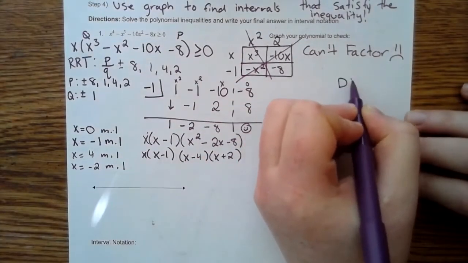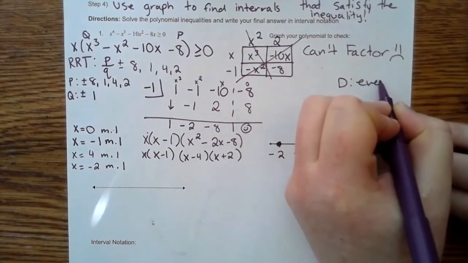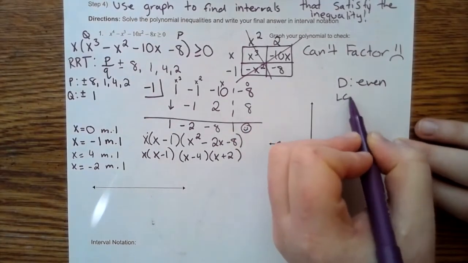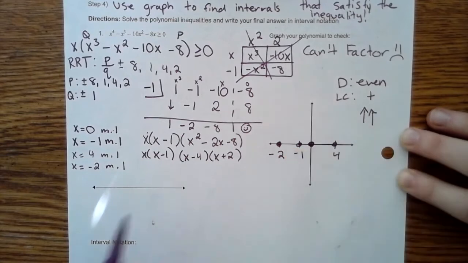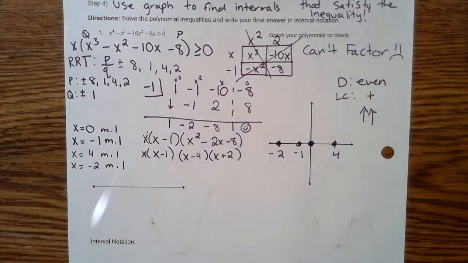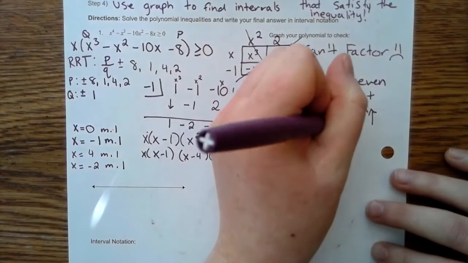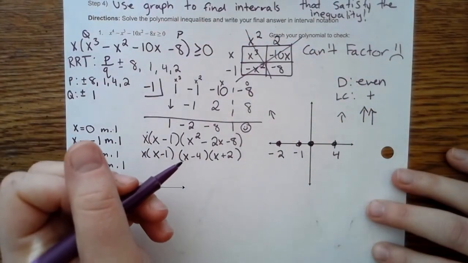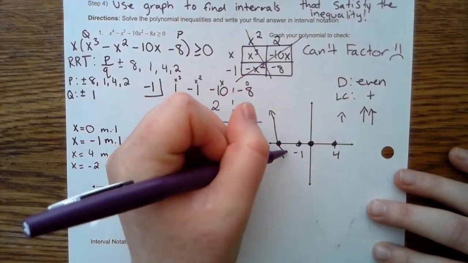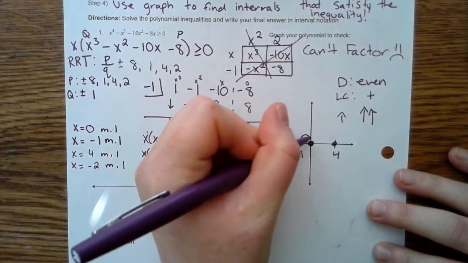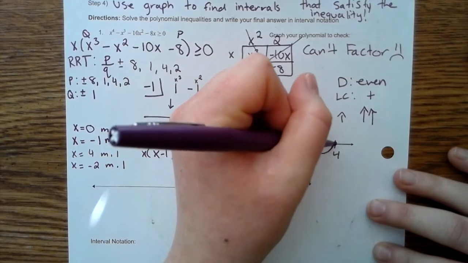My degree is even, and my leading coefficient is positive, so that's going to be up, up. And all of them are multiplicity 1, so these are all going to be pass-throughs because they're multiplicity 1. So I go pass through, pass through, pass through, pass through.